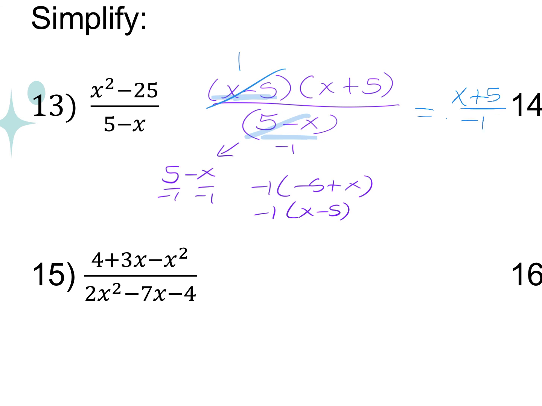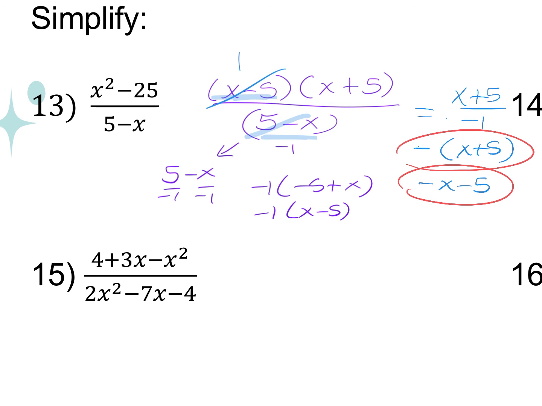And then what I can do is either pull the negative sign to the top and leave it like that, or distribute it in. So on this one, either of these two answers would be acceptable. Do not leave the -1 in the denominator. You need to move it to the top and either distribute it in, or just leave the x plus 5 in parentheses and put the negative sign out front.